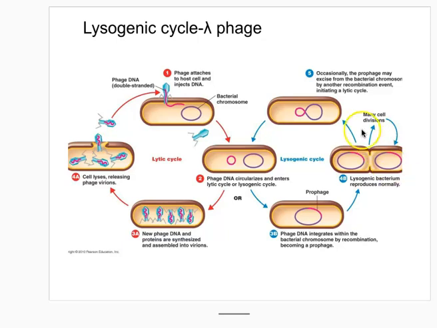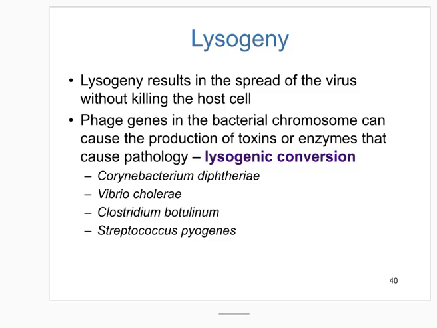Okay, so if the phage is lytic, it will only go through the lytic cycle. But if the phage is a lysogenic phage, it can go through either the lytic or the lysogenic cycle, depending on its health. In lysogeny, you are spreading the virus without killing the host cell. So the viral DNA is there, but viral particles are not being made.